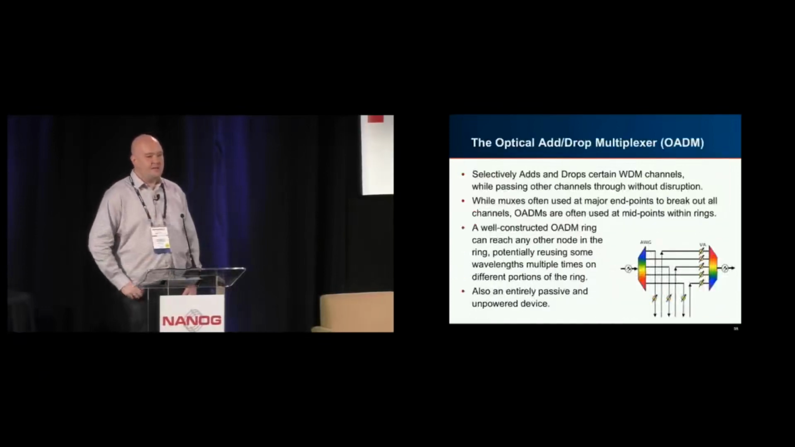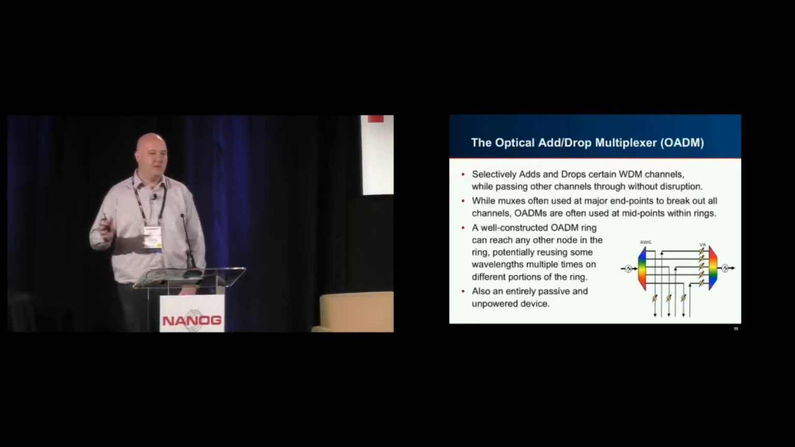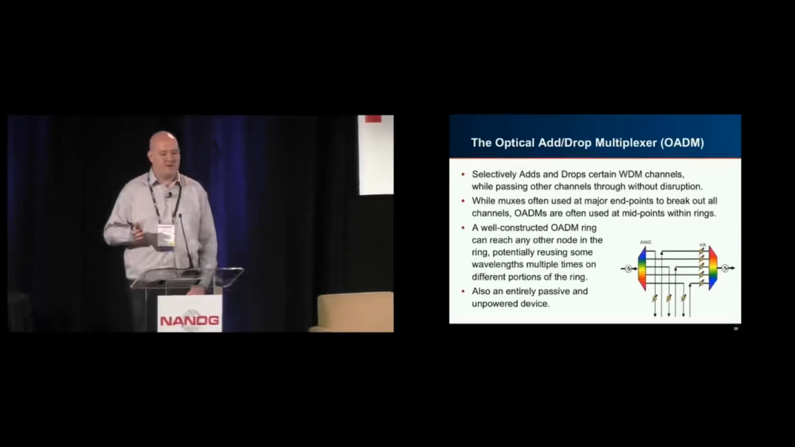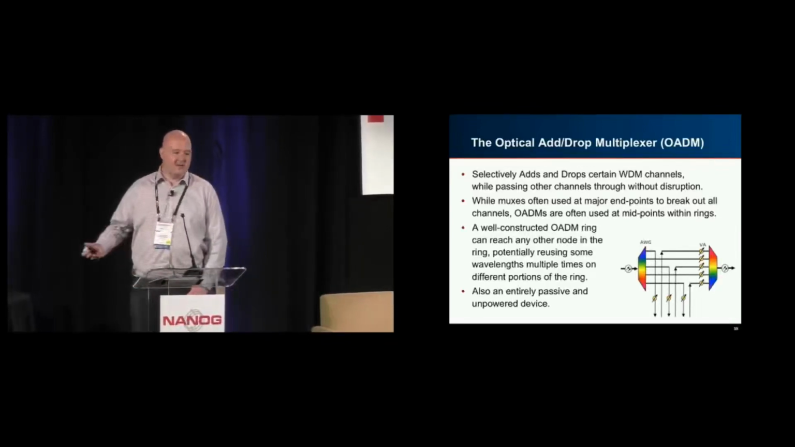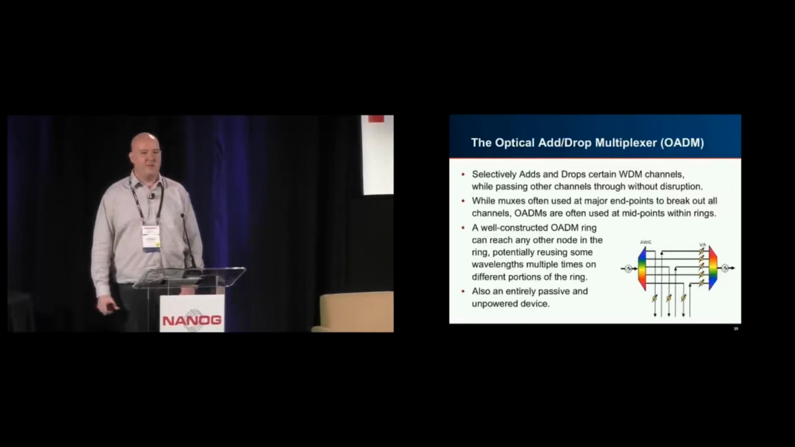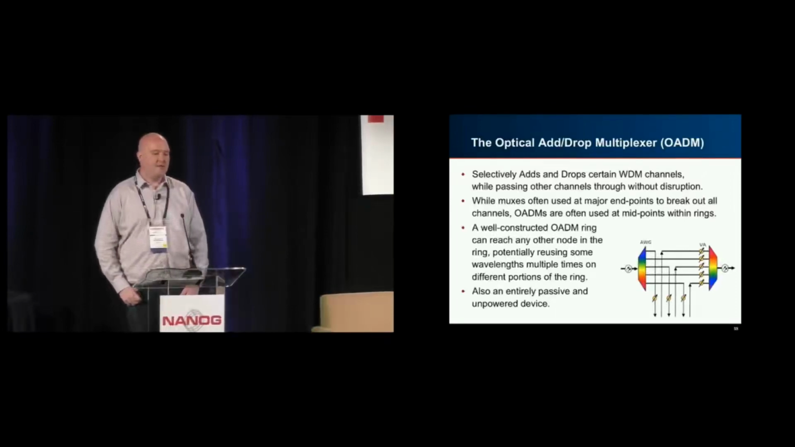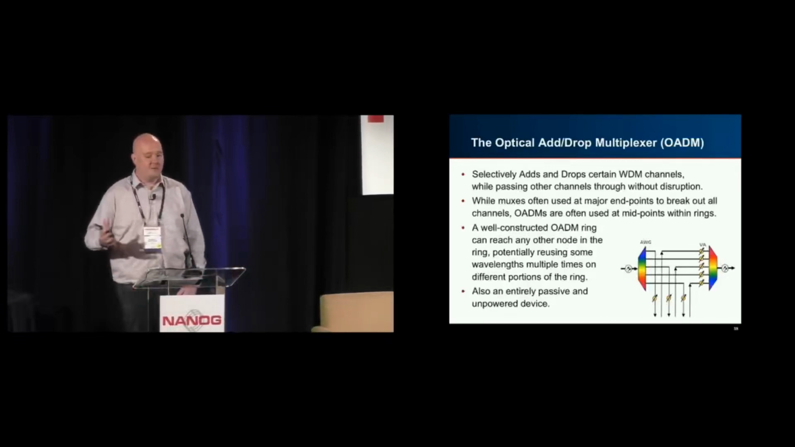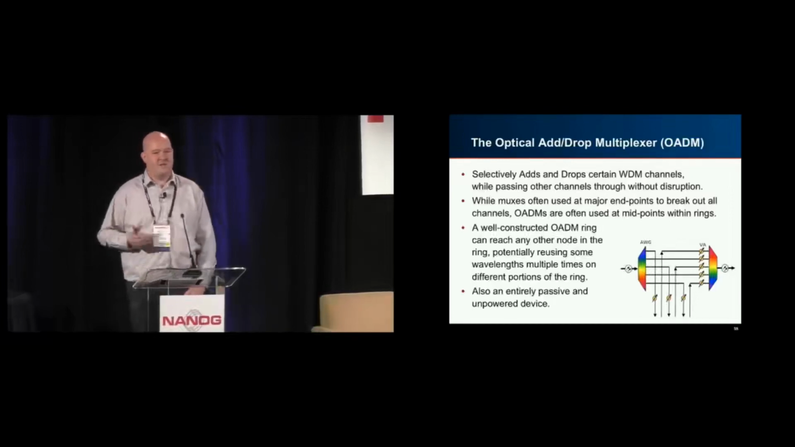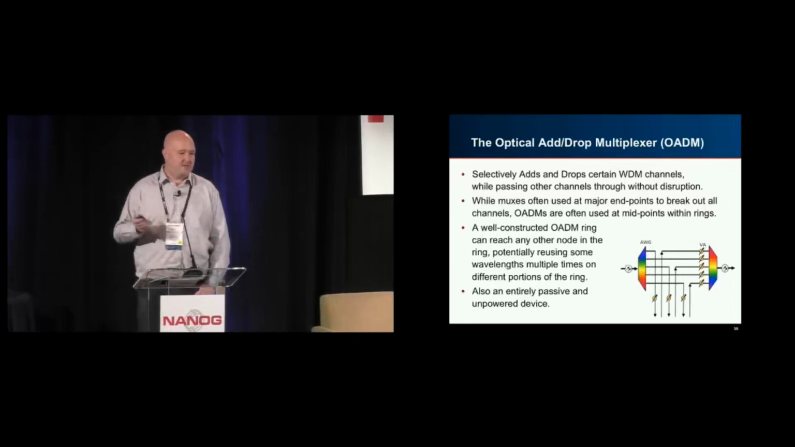An OADM is a system that lets you selectively add or drop channels, so you can pass a channel through undisturbed while adding or dropping others. This is really useful when you're building these large rings. When you want to have multiple systems connected together, you want to be able to have an A and a Z talk to each other, but still have a B, a C, and a D in the middle that drop signals. And when you build a well-constructed OADM ring, you can reuse the nodes, you can reuse the channels between different segments, you can do all kinds of nice things. But an OADM, a classic OADM, or what's called a FOADM these days, a fixed OADM, is an entirely passive, unpowered device. It's very similar to a MUX, and just lets you add or drop certain channels.